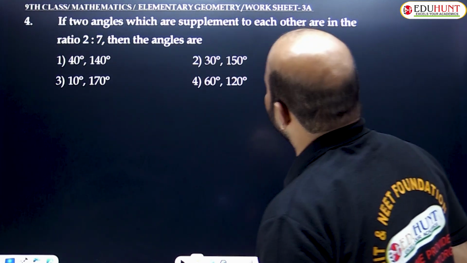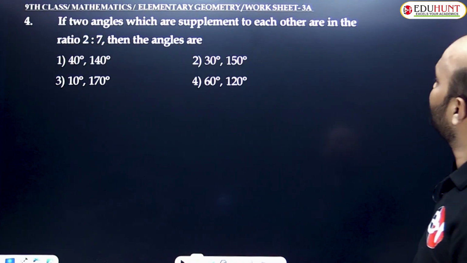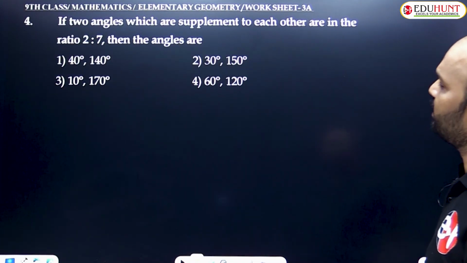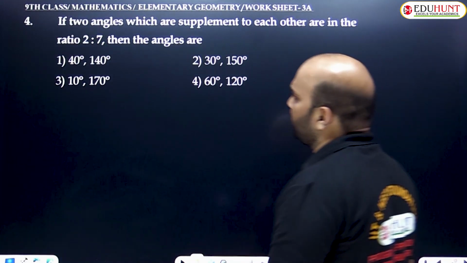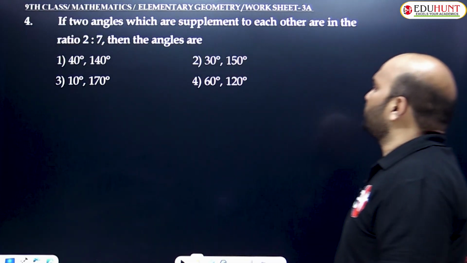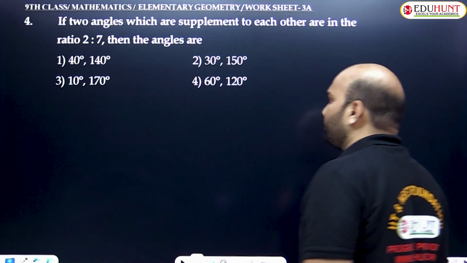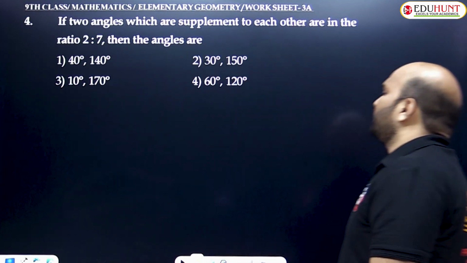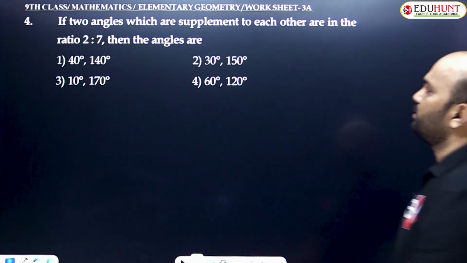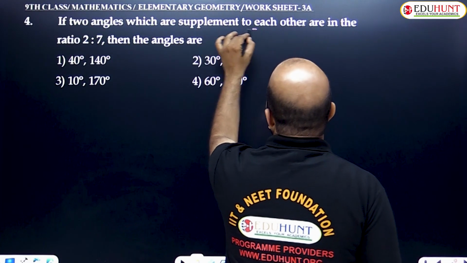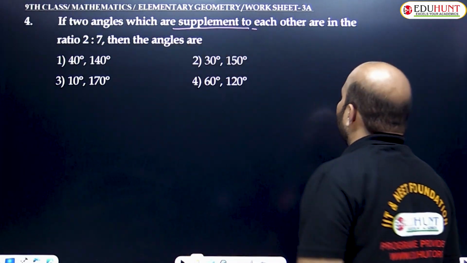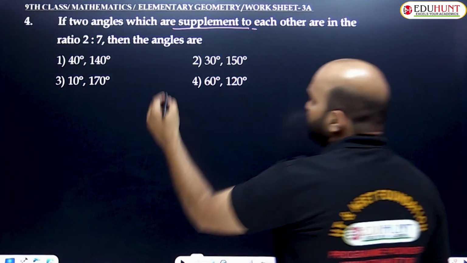If two angles which are supplement to each other are in the ratio 2:7, then the angles are: option 1, 40 degrees, 140 degrees; option 2, 30 degrees, 150 degrees; option 3, 10, 170 degrees; option 4, 60 degrees, 120 degrees. So in that question, two angles are given as supplementary angles, in the ratio 2:7.